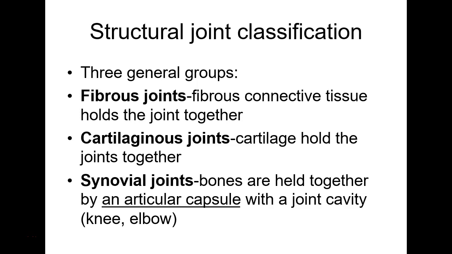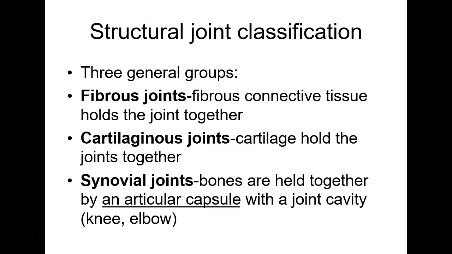Okay, so three general groups of structural. So we're getting away from function, how do they move, and we're talking about what's holding them together. So fibrous joints, held together by fibrous connective tissue. Cartilaginous joints, held together by some kind of cartilage. Synovial joints, held together by an articular capsule that we were just looking at one. You know, it has a joint cavity, a knee or an elbow is a good example.